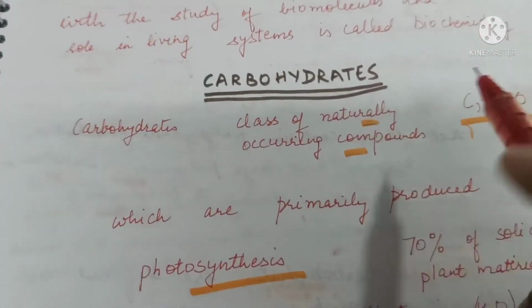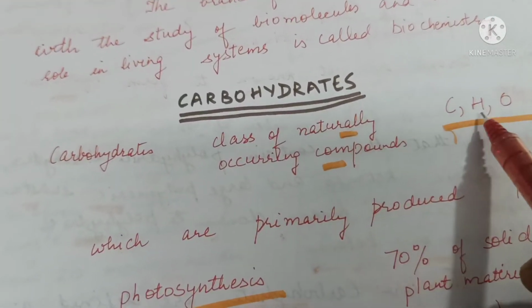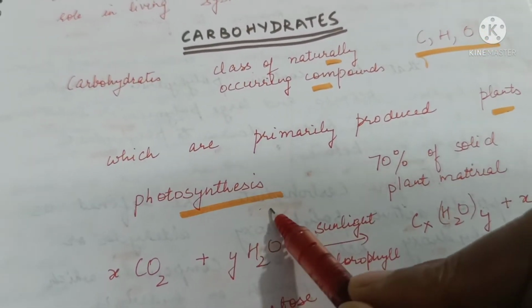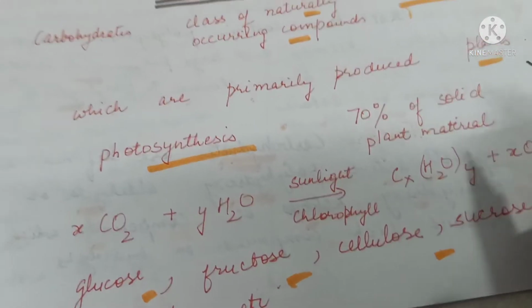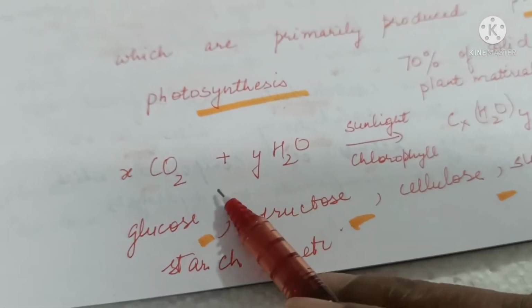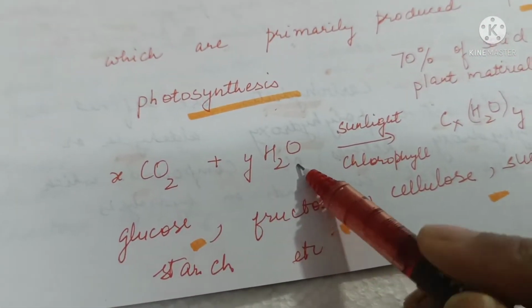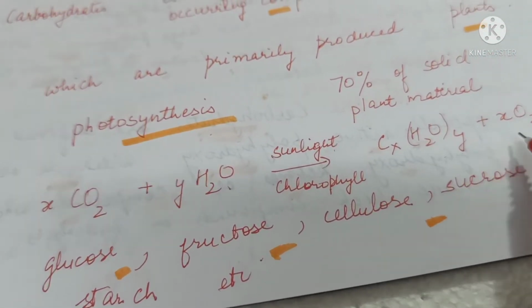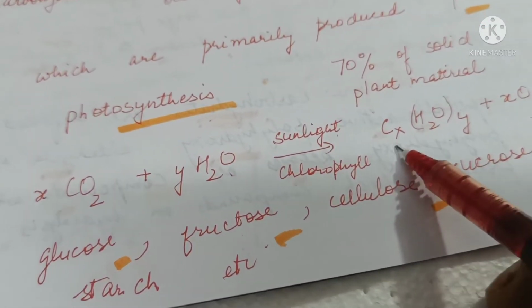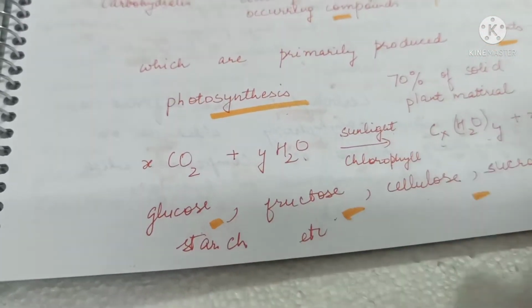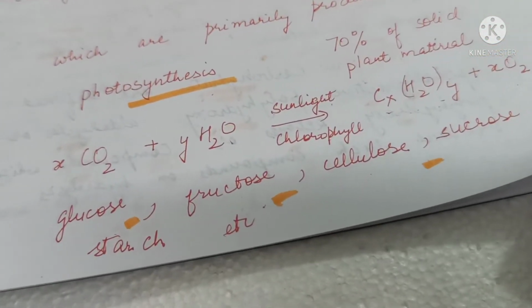Carbohydrates are a class of naturally occurring compounds containing carbon, hydrogen and oxygen, which are primarily produced by plants by the process of photosynthesis. About 70% of solid plant material comprises carbohydrates. The process of photosynthesis involves the reaction between carbon dioxide and water in presence of sunlight and chlorophyll to form carbohydrates and oxygen as byproduct. The carbohydrates generally have formula Cx(H2O)y. For example, glucose, fructose, cellulose, sucrose, starch, etc. are some examples of carbohydrates.